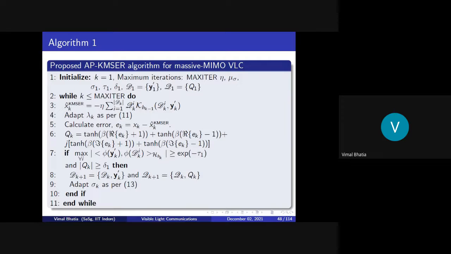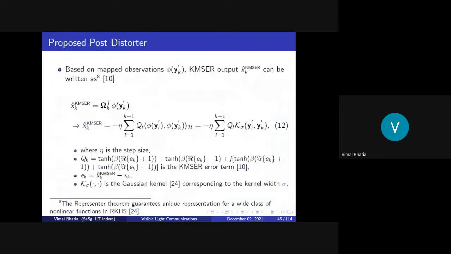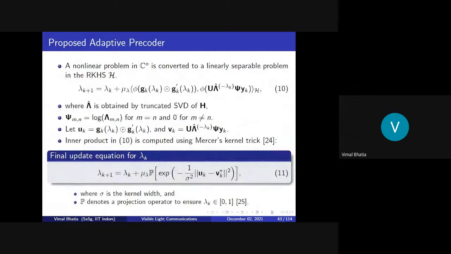So max iter, eta and mu k are different parameters that we set, and then d is the dictionary, the initial dictionary, and then we add in the other values for the dictionary. Here in this while loop we do the equalization. So we have x hat k MSCR as minus of this. Here d is the dictionary and k is a kernel, so we map it to a kernel space. In the RKHS space, we consider them to be linear operations. So we adapt lambda k as per equation number 11 here.